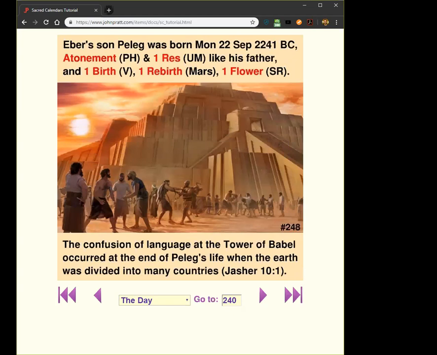Peleg means division, and he's only going to live like 230 years. And he had a brother named Joktan. And Peleg means division, but Joktan means something like shortened. And Peleg is named Peleg because in his days the earth was divided. But Joktan is in his days, man's life, the length of man's life was shortened. So they're both cut in half. 230 sounds like a long time to us. But the life was cut in half in that generation.